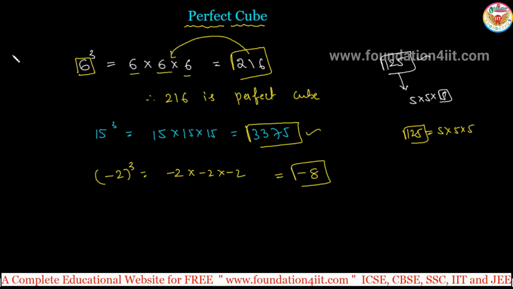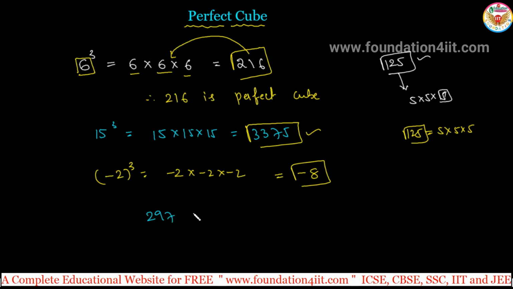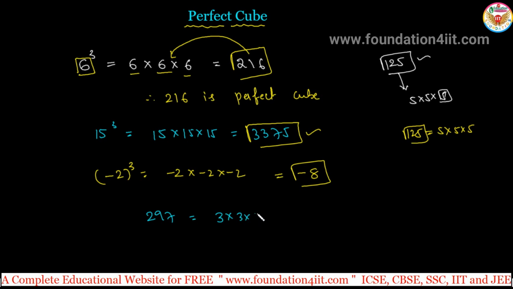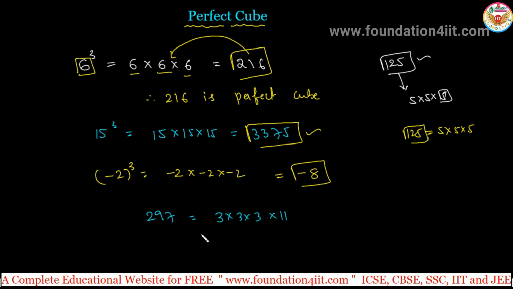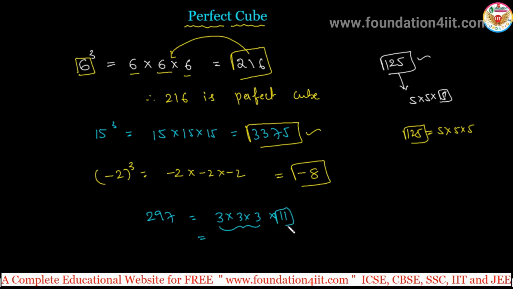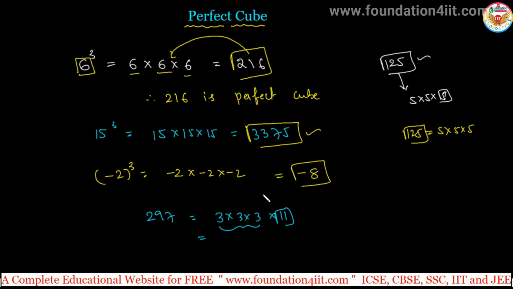Now, to verify whether a number is a perfect cube or not. For example, is 297 a perfect cube? Using prime factorization, we can write 297 as 3 into 3 into 3 into 11. But 3 appears three times, and 11 is extra. Since a triplet of 11 is not formed, it's not a perfect cube. Next, we'll use the prime factorization concept to find the cube root. A perfect cube is just the cube of a number.